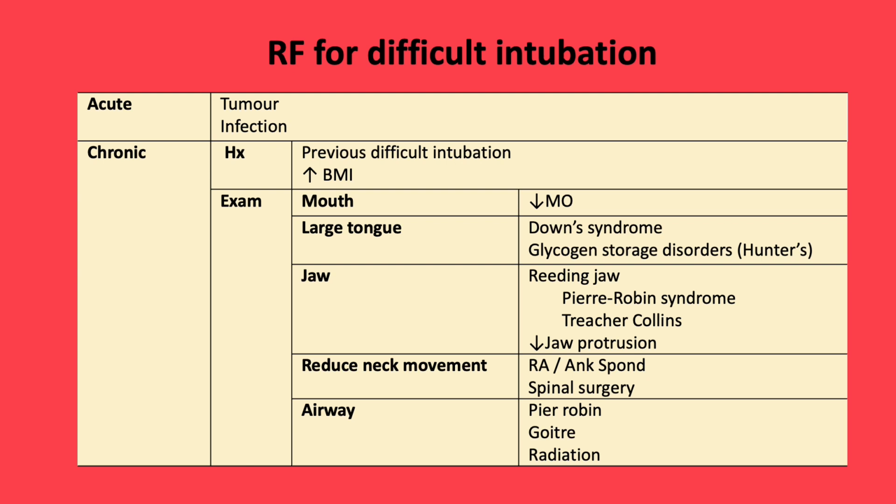Risk factors for difficult intubation can be acute or chronic. Acute, for example, tumours, infection. Chronic, for example, a history of previous difficult intubation, raised BMI, an examination of reduced mouth opening, large tongue from Down syndrome or glycogen storage disorders, and jaw pathology, so receding jaw or reduced jaw protrusion. In addition to reduced neck flexion, for example, rheumatoid arthritis, ankylosing spondylitis, and also airway pathologies, for example, goitres and radiation.